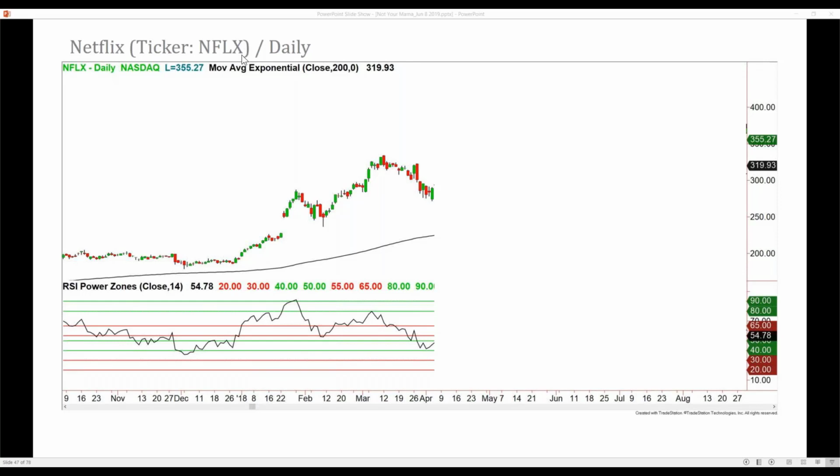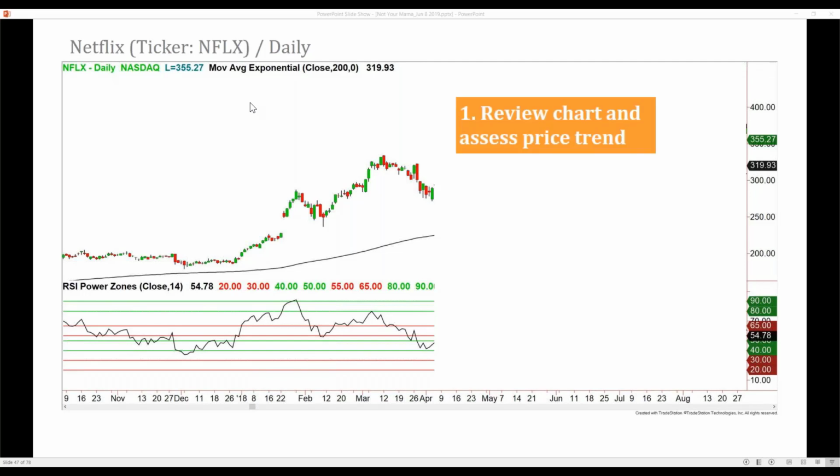So let's start with Netflix. Netflix, I wrote about in April 2018, and I identified the exact signal I'm going to show you here. Exactly this. So let's walk through those same 3 steps that we just did. Review the chart and assess the price trend.